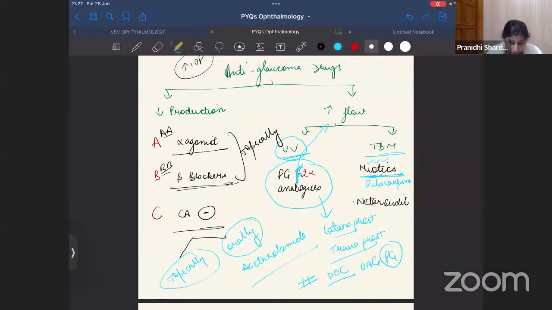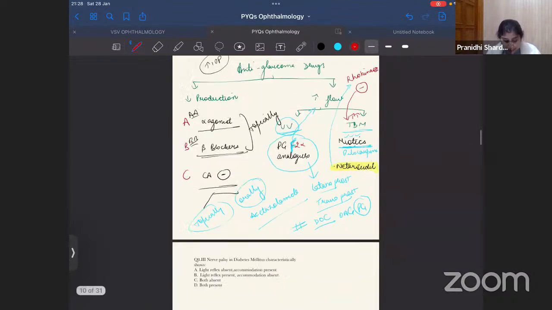The next important thing, recently asked in INI, is netarsudil. The question was, which of these drugs causes increased aqueous outflow by the trabecular meshwork? The answer was netarsudil. Basically, netarsudil is a recently added drug. Its mechanism of action is that it is a Rho kinase inhibitor, which acts by increasing the trabecular meshwork outflow. It is important because it has been recently added and recently asked also. Always remember netarsudil, Rho kinase inhibitor.